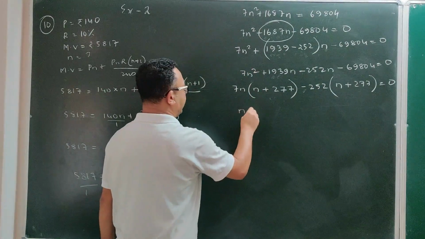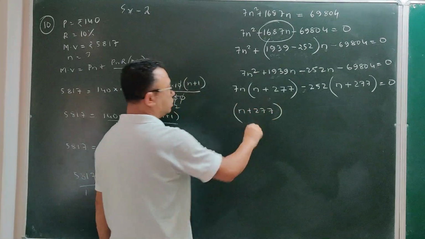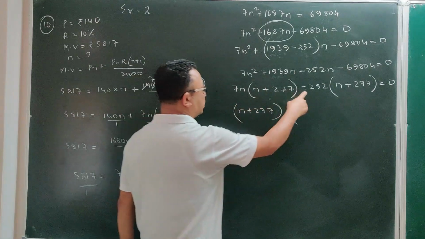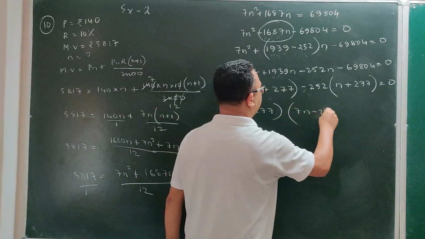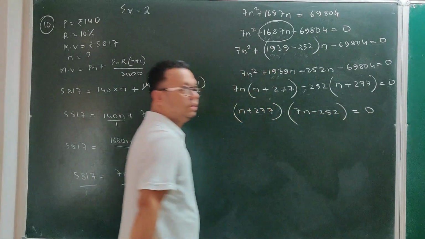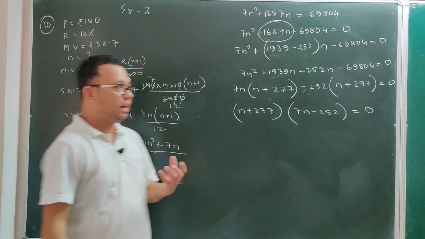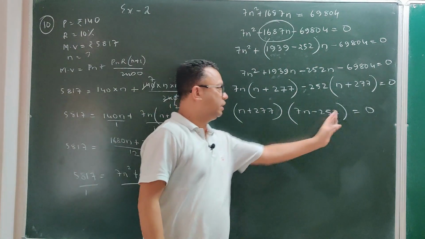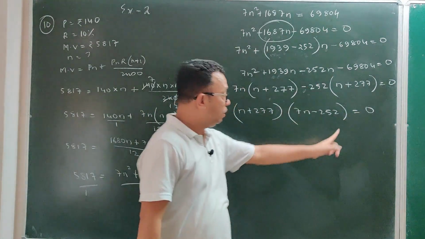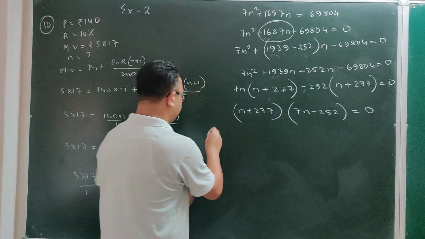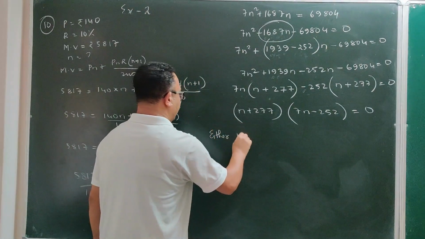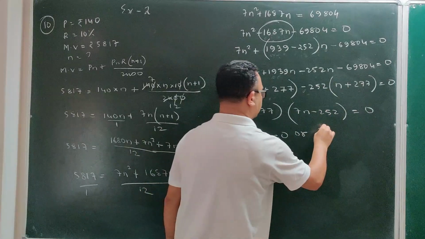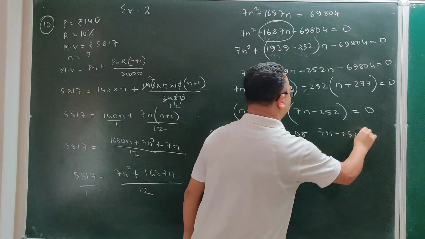As both the brackets are same, I will take n plus 277 as common. Then in the other bracket, I will take what is outside the bracket, that is 7n minus 252 is equal to 0. So the difference between factorization and splitting middle term in a quadratic equation is that in factorization we finish this, the equal to 0 part is not there. But when you have equal to 0, then we have to write either the first bracket is 0, n plus 277 is equal to 0, or the second bracket is equal to 0, 7n minus 252 is equal to 0.